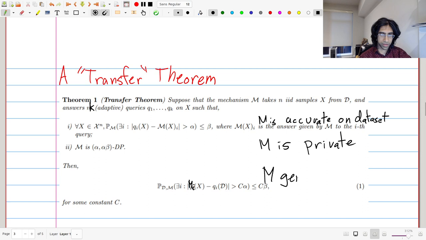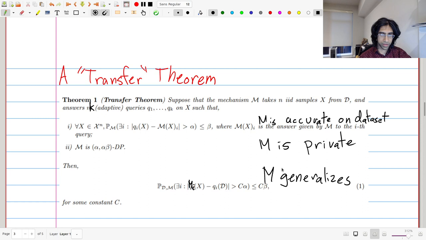So this is a nice transfer theorem, and if you want to summarize, it says, imagine you have some algorithm which is private on the data, and it's also accurate on the data set, then the answer that it gives you will generalize. So this is a very nice result.